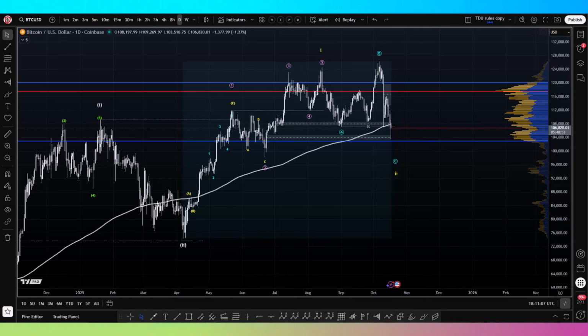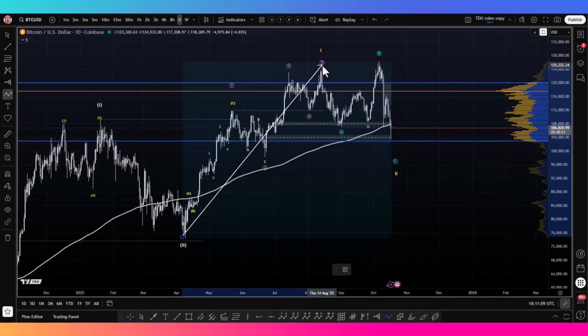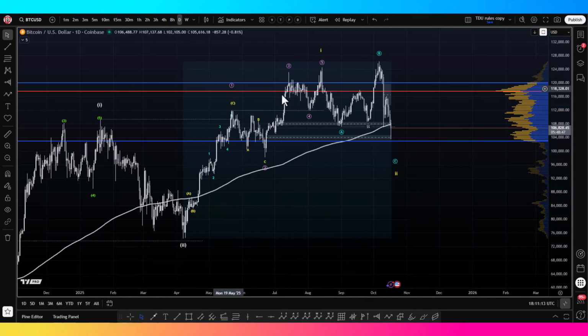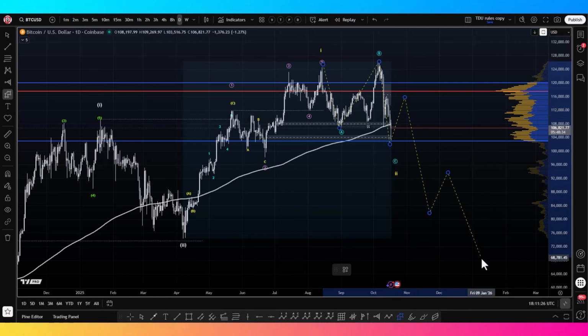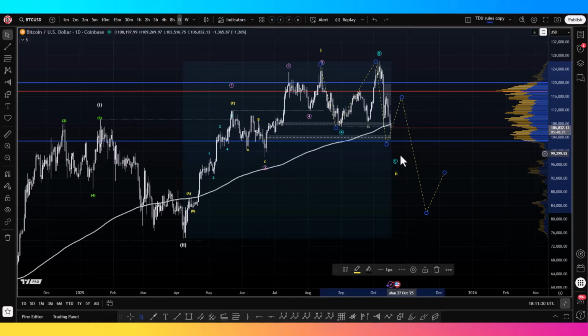Okay, so the premise here with this count, we've come in, we put in a leading diag, 1, 2, 3, 4, 5. Now, I think probably the most agreed to section of this count amongst Elliotticians would be that we've got an A, an expanded B, and we're in the process of putting in an impulse here. Now, if you're an uber bear, you could say, oh, it's 1, 2, and 3, 4, we're going to do that. I'll take the other side of that.